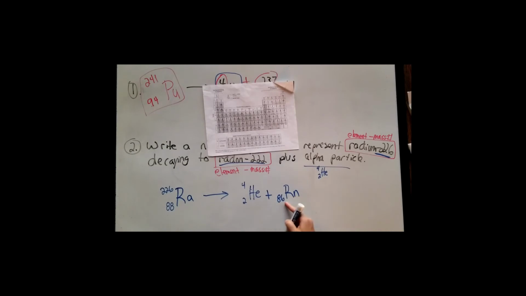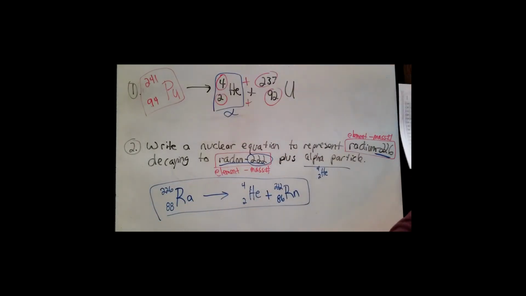Put 86 down here because that's the number of protons. And then for the mass number, they told us in this representation of that isotope, 222. So this would be your correct nuclear equation to represent radium decomposing into an alpha particle and radon. So it's really just a lot of practice with nuclide symbols.